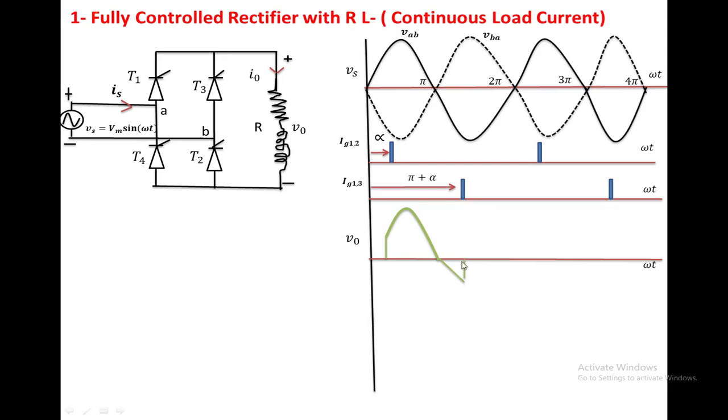So T1, T2 are forced to conduct up to pi plus alpha, up to this point. At pi plus alpha, T3, T4 is turned on and the current is transferred from T1, T2 to T3, T4. So the current through T1, T2 comes to 0 and they turn off, and T3, T4 are on at pi plus alpha. At this point, T3, T4 is on, so the output voltage is equal to the VBA voltage. It will conduct up to 2 pi plus alpha.